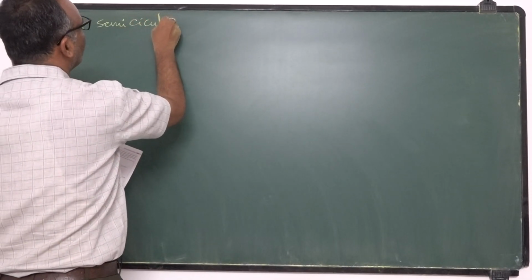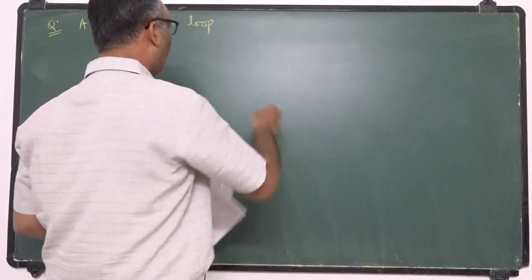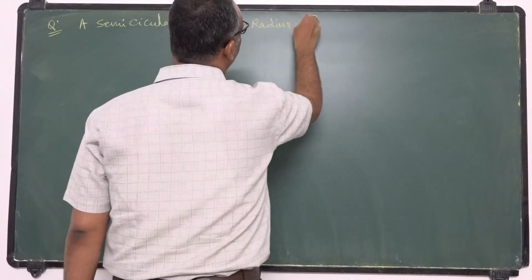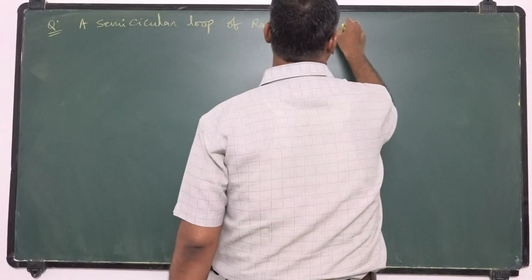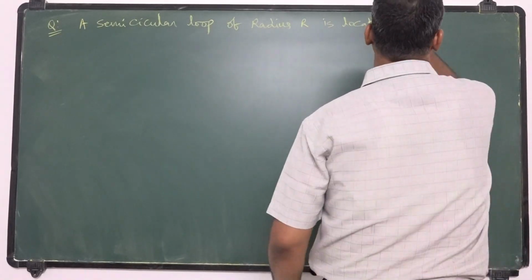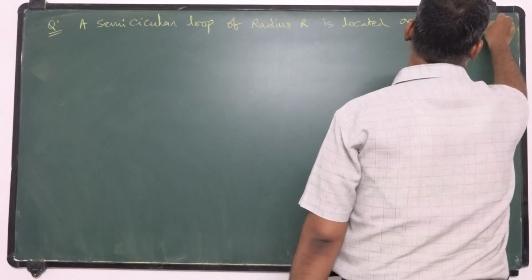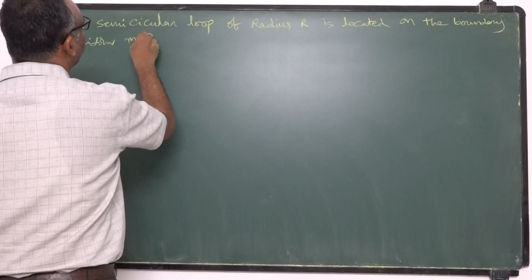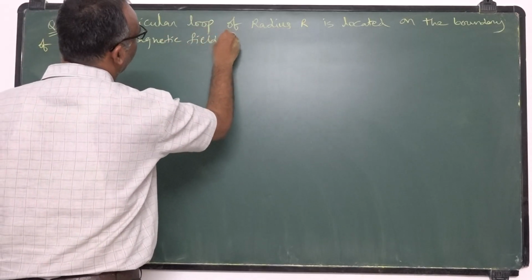One more interesting question, advanced model. Let us see. This question is given like this: a semicircular loop of radius r is located on the boundary of a uniform magnetic field B.